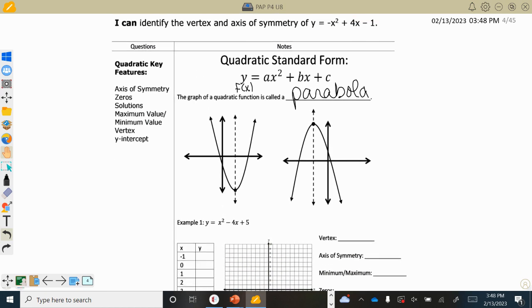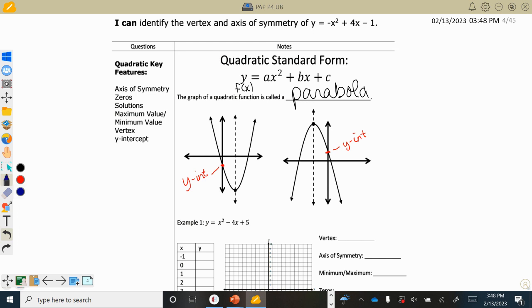Okay, so first thing we want to do is actually look at a parabola and identify the parts of the parabola. The ones that we're most used to, the y-intercepts, that's where it crosses the y-axis. We're only going to have one y-intercept for every quadratic function. Okay? It can only cross the y-axis one time.